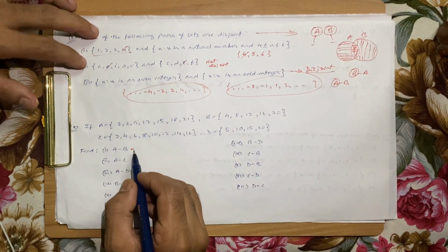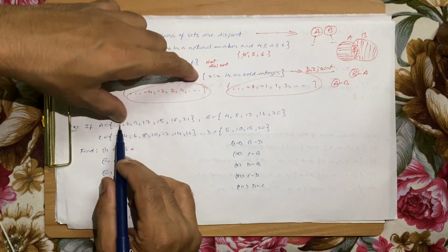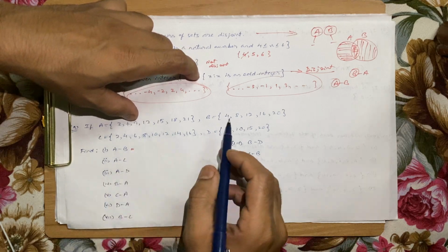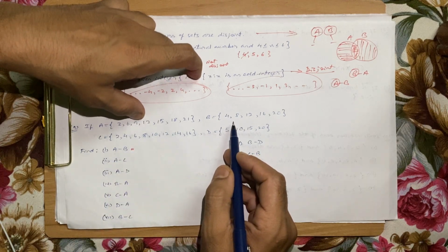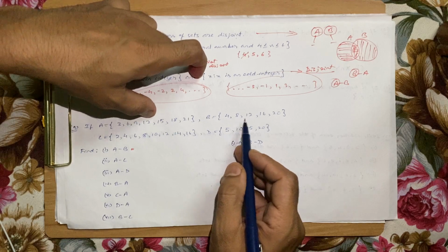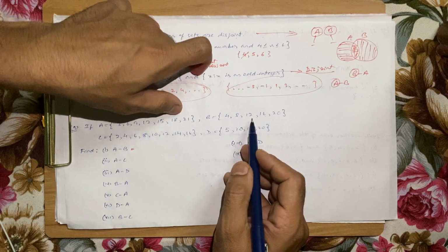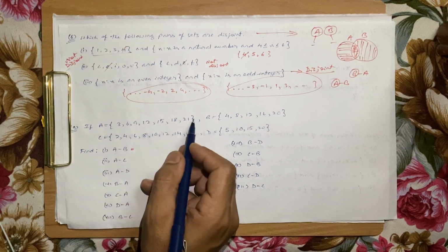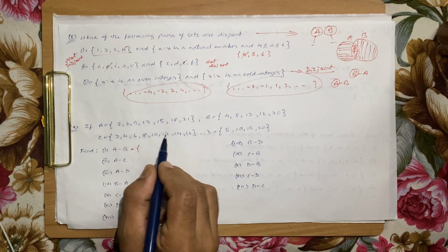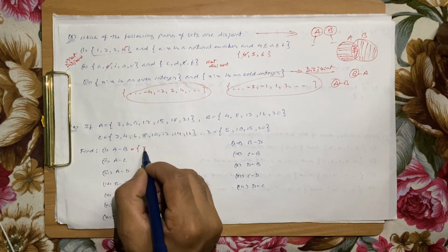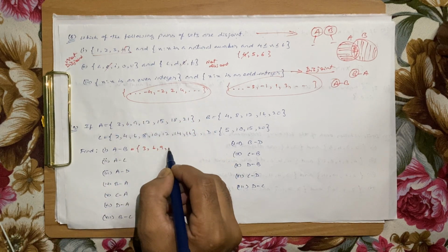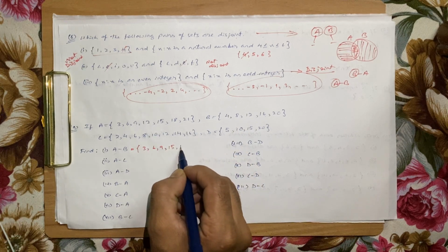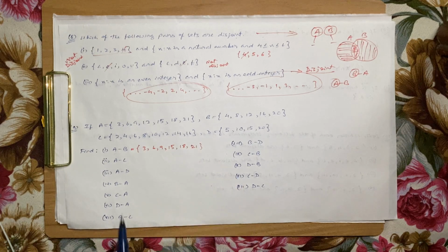So what is A minus B? A and B, check. 3, it purely belongs to the set A, yes. 6, it purely belongs to the set A, it does not belong to the set B. 9 is not there in set B. 12 is there, 15 is not there, 18 is not there, 21 is not there. So apart from 12, everything belongs to the set A. So what is A minus B? Elements that purely belong to the set A. So it's 3, 6, 9. I'll not include 12 because 12 is there in the set B. I'll include 15, then 18, and then 21. So this is A minus B.